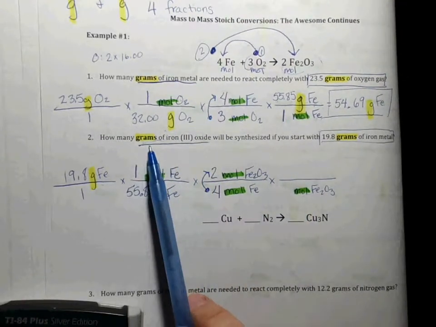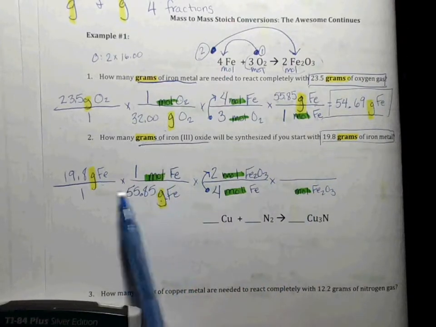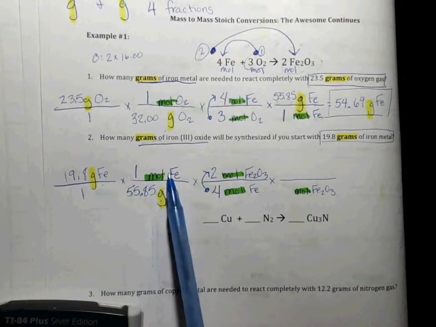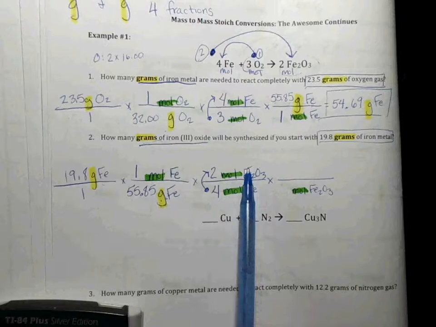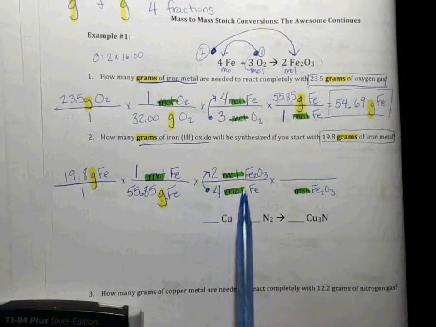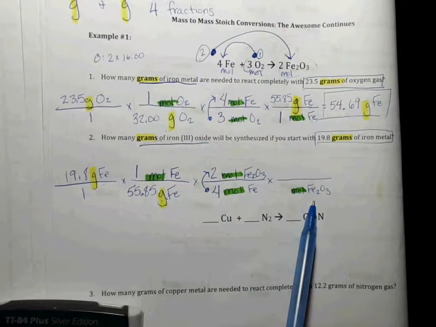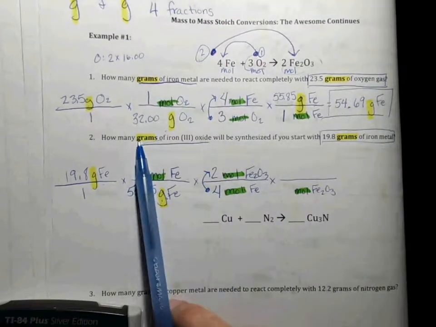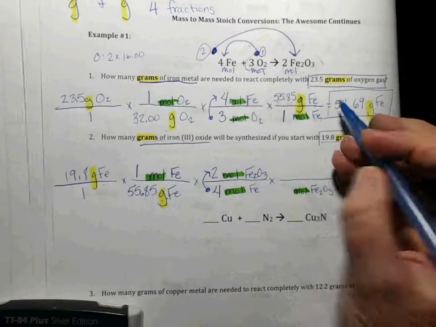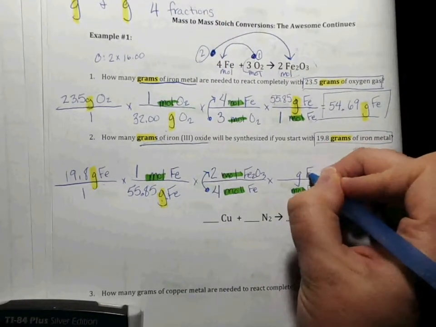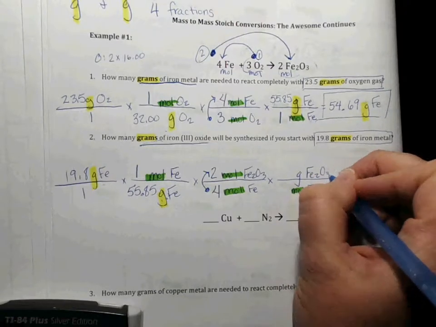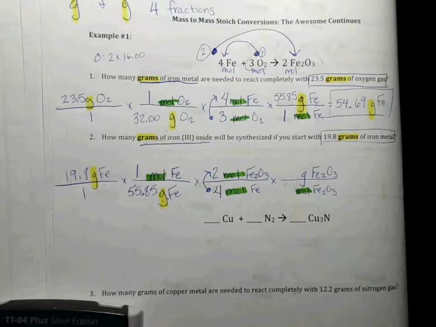And I know that if you check, you've used grams of iron twice, you've used moles of iron twice, you've used moles of Fe2O3 twice, can't use any of those again. We've got to switch to the only thing left, which is what they're asking me for. Whatever they're asking for always goes on top of your last fraction. Grams of iron 3 oxide, Fe2O3.